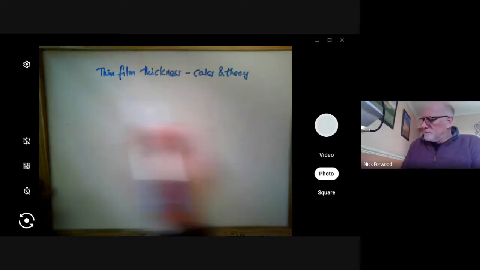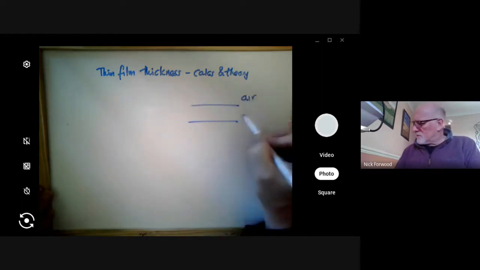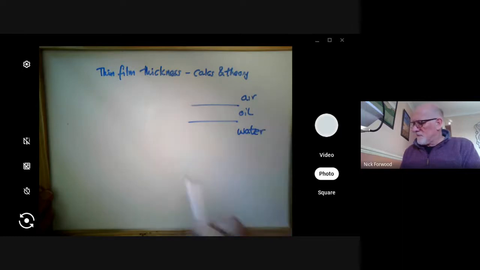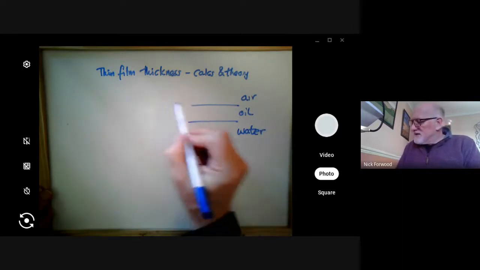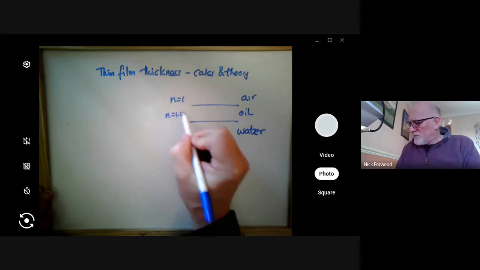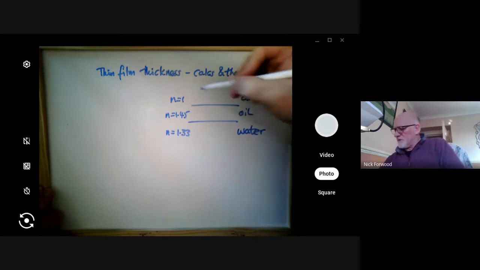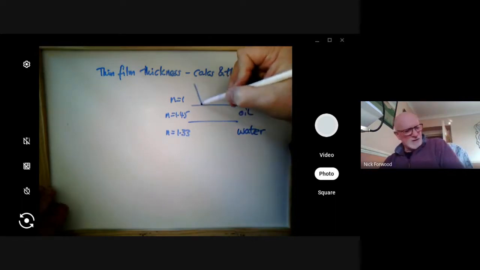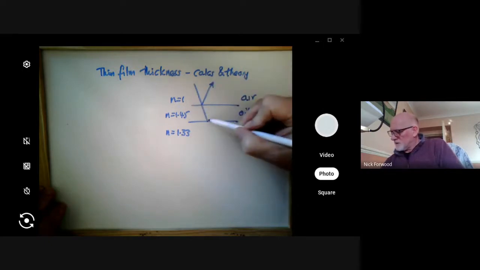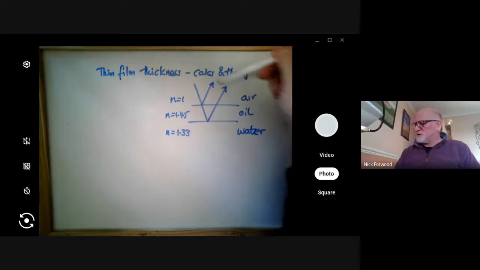Okay, so we've got our thin film, in which we've got air, and I've got some oil sitting on a layer of water, and the refractive indices are 1, 1.45 and 1.33. So we've got our incident beam of light coming in here. The first ray goes off that way, the second ray goes off like that, and we're looking to see if there's interference when these two rays come back.